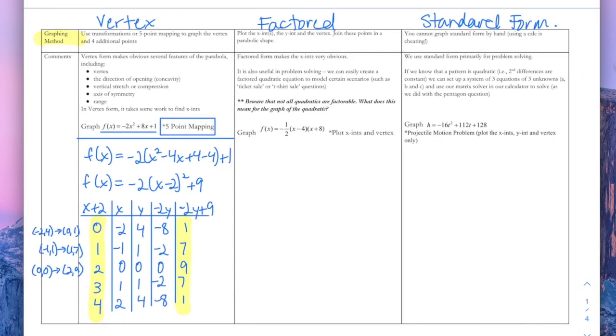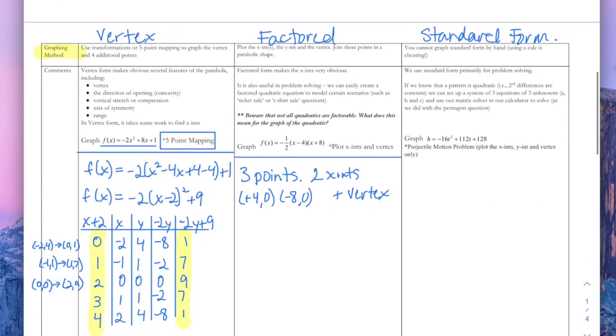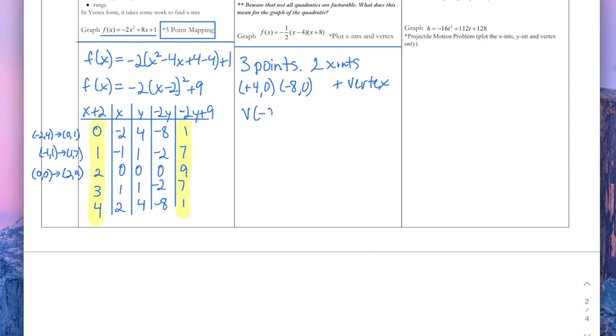Okay, what about when it's in factored form? Well, when we have factored form, we need basically 3 points. Those points are the 2 x-intercepts plus the vertex. So if we look up top, we know that our x-intercepts are (4, 0) and (-8, 0). And we also found that the vertex is (-2, 18). So if I went to graph this, I would just clearly indicate those points.